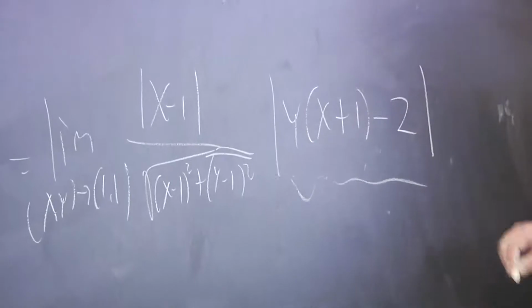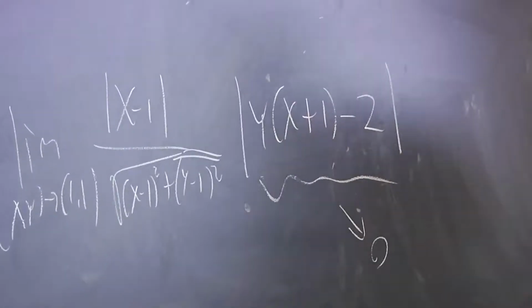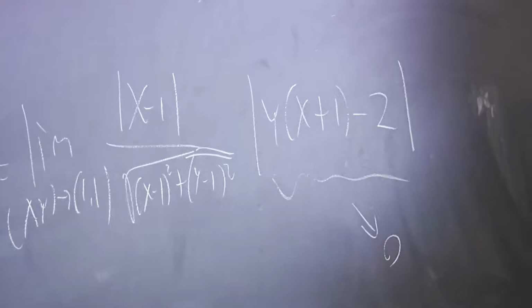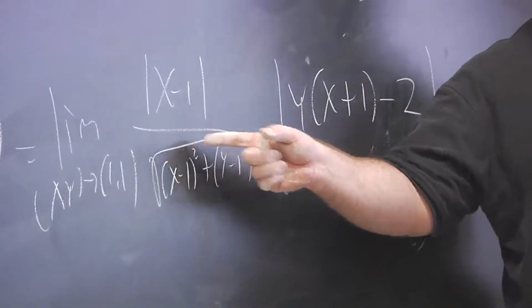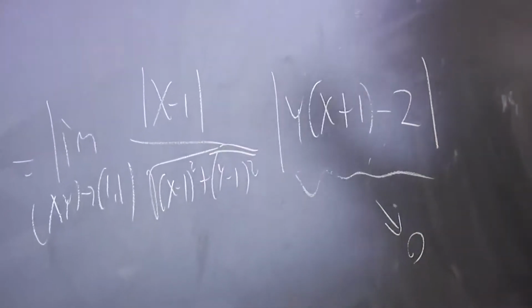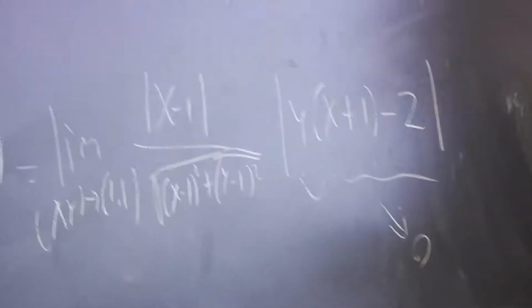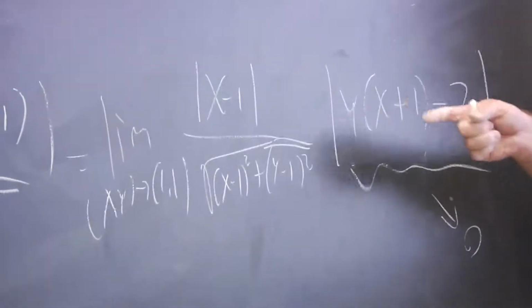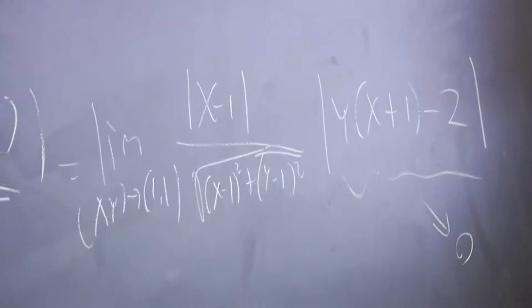What do we have going on here? So this part goes to 0, so that's fine. Now, what about this part? As long as, for the rest of this, there's no danger of it going off to infinity or something, then we're fine. If this is at least bounded, then it can't interfere with this part going to 0.